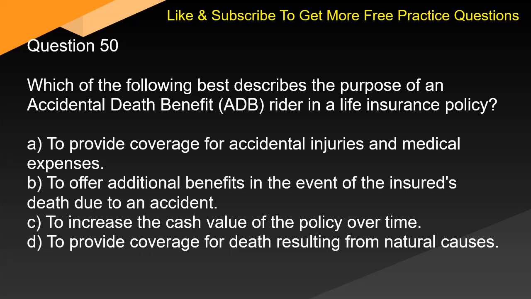Question 50. Which of the following best describes the purpose of an accidental death benefit (ADB) rider in a life insurance policy? A. To provide coverage for accidental injuries and medical expenses. B. To offer additional benefits in the event of the insured's death due to an accident. C. To increase the cash value of the policy over time. D. To provide coverage for death resulting from natural causes.